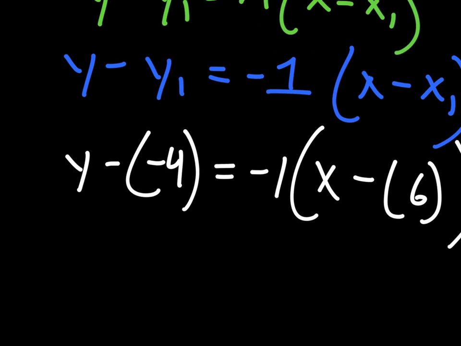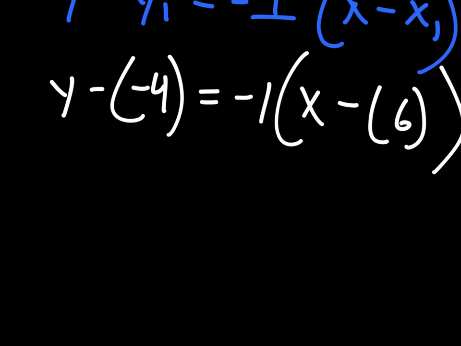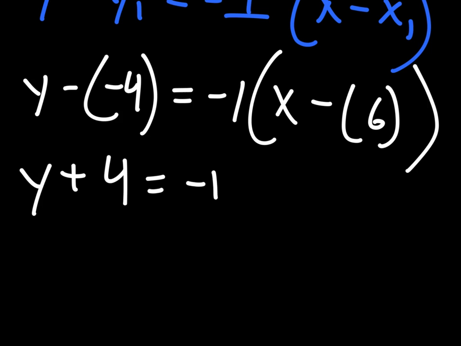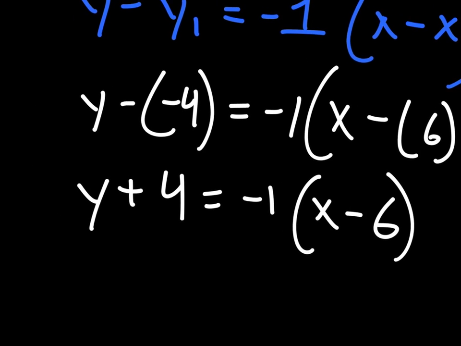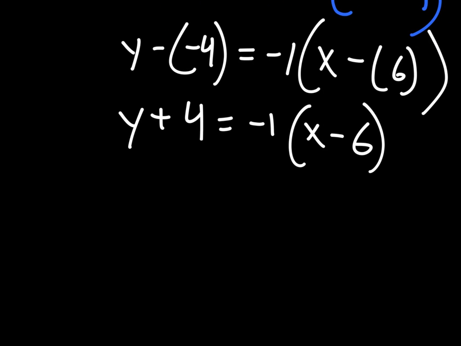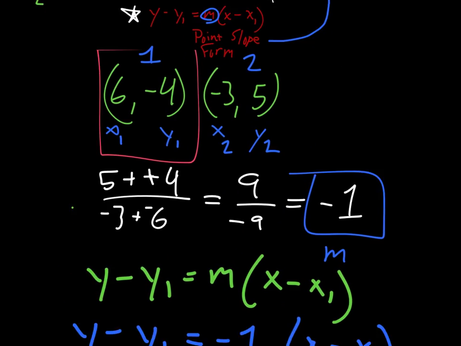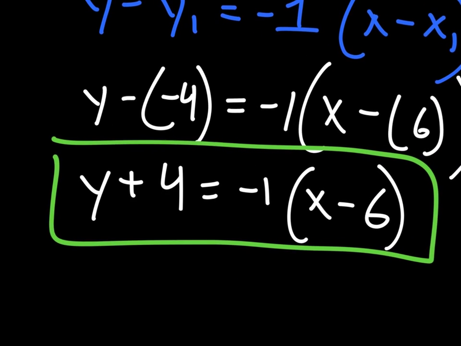Now, this is the part where we simplify this. So now we have a minus and a minus, so we could just make this a plus. Y plus 4 equals, and then we have, leave the negative 1 there, and we have x minus 6. Bam. Now, we have achieved the goal of putting it into, what is it called? Point slope form? Yes, we have achieved the goal of putting it in point slope form.